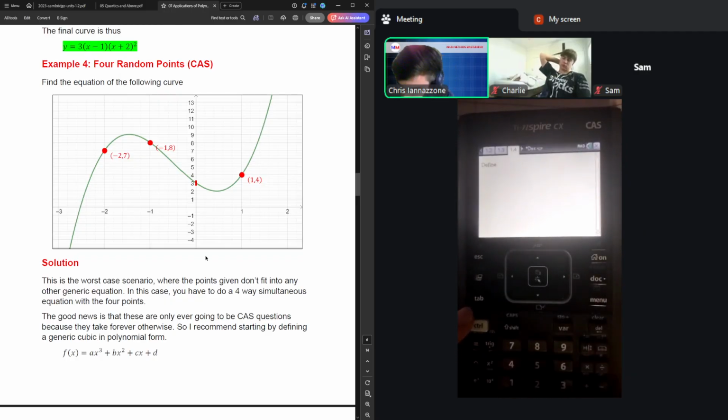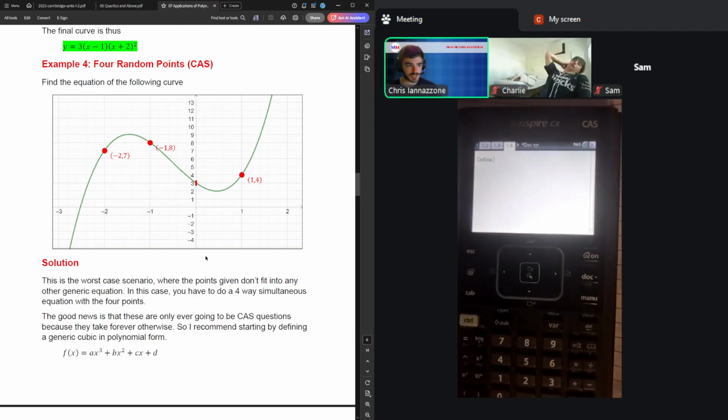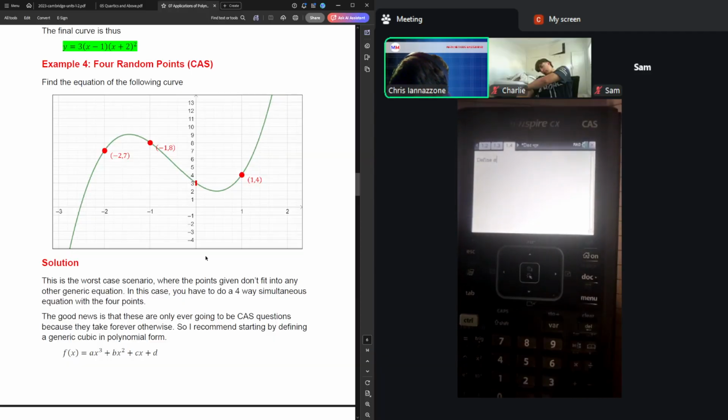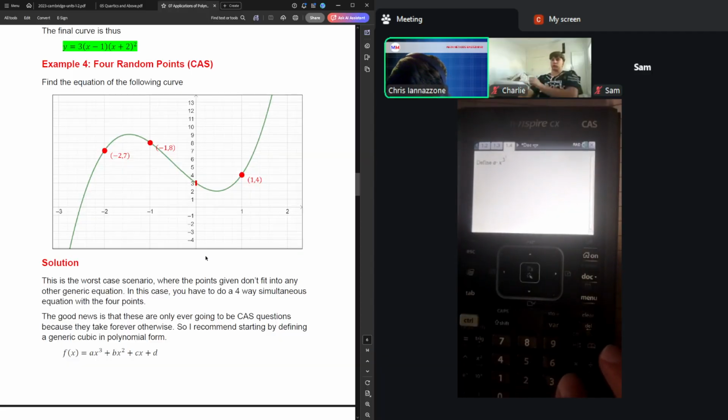easiest to start by defining what the generic polynomial is. So you would look at your screen, or I guess your paper, and you would be like, okay, this is a cubic, right? It's got your 2 turning points. It looks like some sort of factorized cubic. So define a generic cubic in your CAS. Ax cubed plus bx squared plus cx plus d.